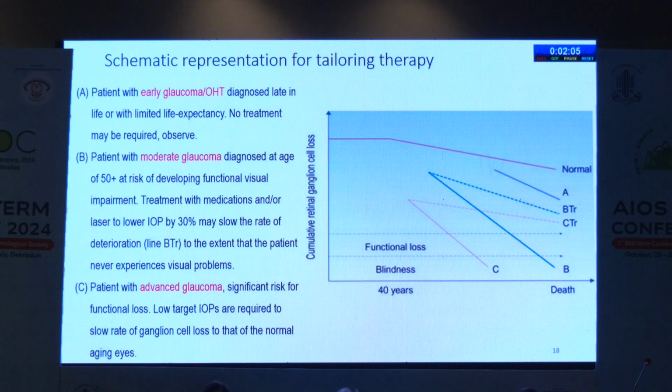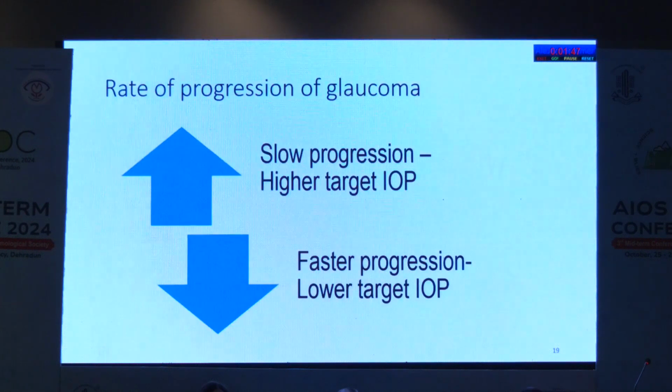For tailoring therapy, it is important to look at a number of factors. For example, if you have a patient with ocular hypertension, early glaucoma, and limited life expectancy, you may even observe such patients. But for moderate or advanced glaucomas, you would definitely need more aggressive therapy.